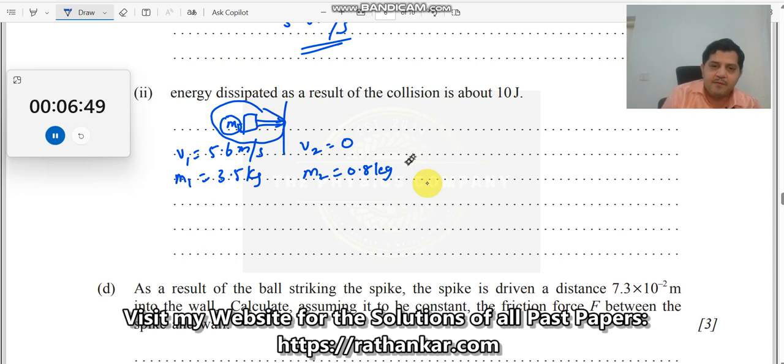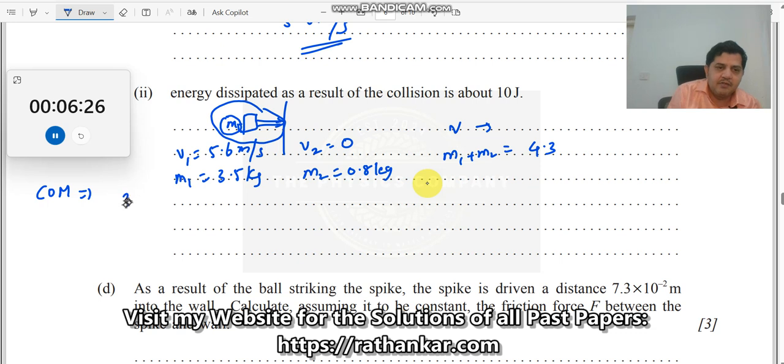Therefore, the combined mass after colliding is nothing but m1 plus m2, which is 3.5 plus 0.8, which is 4.3, and then it is moving with a common velocity v. So this is what we have. Now we can apply conservation of momentum.